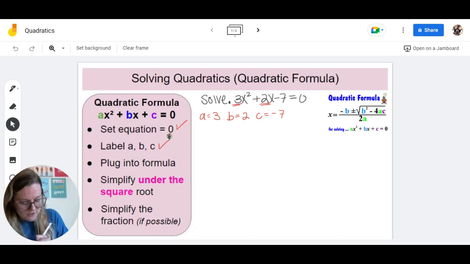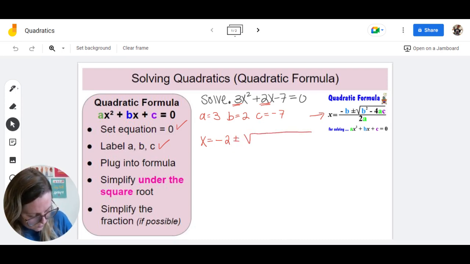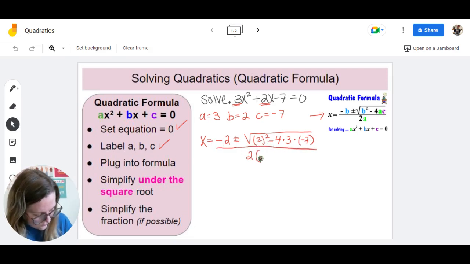Okay, so we labeled a, b, and c, and now I'm going to plug it into the quadratic formula. So here's our quadratic formula. I'm going to rewrite x is equal to negative b, so negative 2, plus or minus the square root. B squared, I always put b in parentheses to make sure that it is all being squared, minus 4 times my a value, which is 3, times my c value, which is negative 7. Again, when I have negatives, I like to put them in parentheses, and then all divided by 2 times my a value of 3. So I used this formula here, and I just plugged in those values. Okay, plugged it into the formula, check.